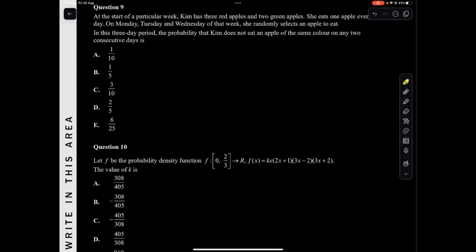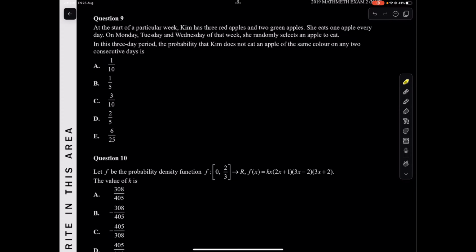At the start of a particular week, Kim has 3 red apples, 2 green apples. She eats 1 apple every day on Monday, Tuesday, and Wednesday of that week. She randomly selects an apple to eat. In these 3-day period, the probability that Kim does not eat an apple of the same color on any 2 consecutive days is... So, in these 3-day period, the probability that Kim does not eat an apple of the same color on any 2 days. I'll draw a tree diagram for this, just to make it easier.